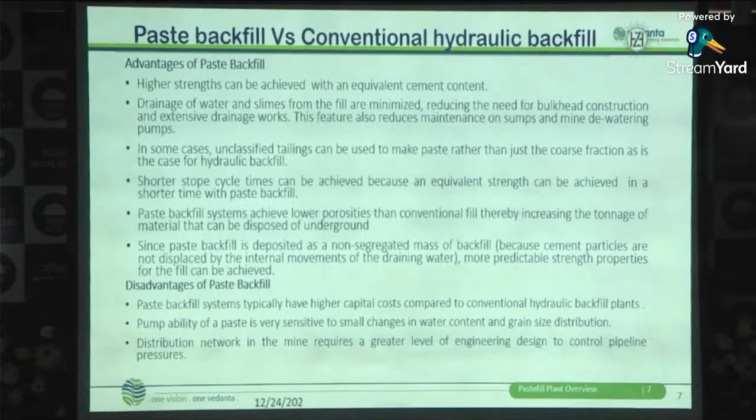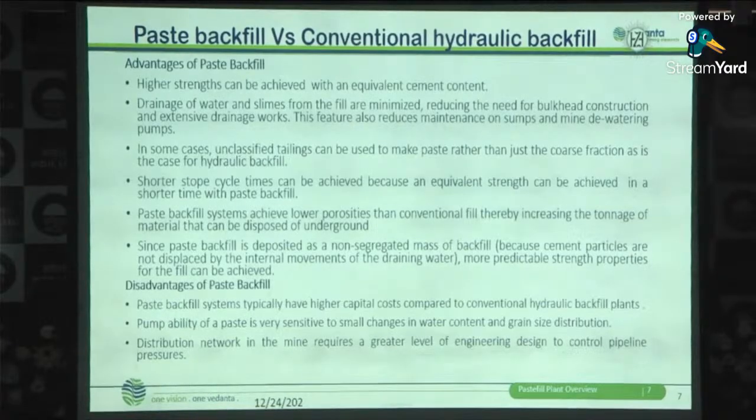So what is the advantage? As I told earlier, higher strength can be achieved. Drainage of water is not a big issue, and in some cases we can utilize the complete tailing. We do not require only coarser particles or only finer particles. We can utilize the whole mine tailing in paste backfilling in some cases. As it gains strength earlier, the stope cycle will be reduced. Low porosity is there, so we can gain very high strength.